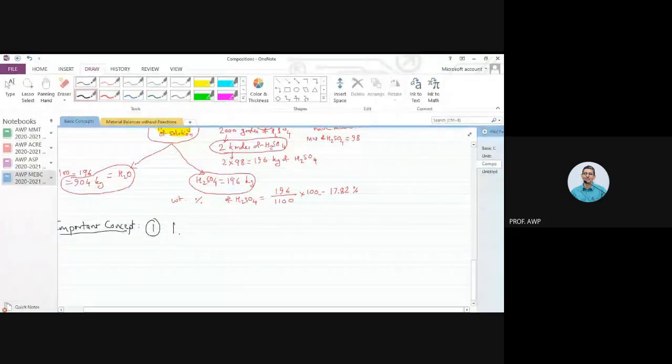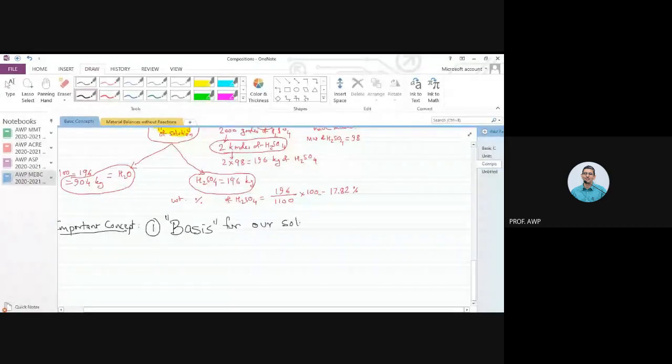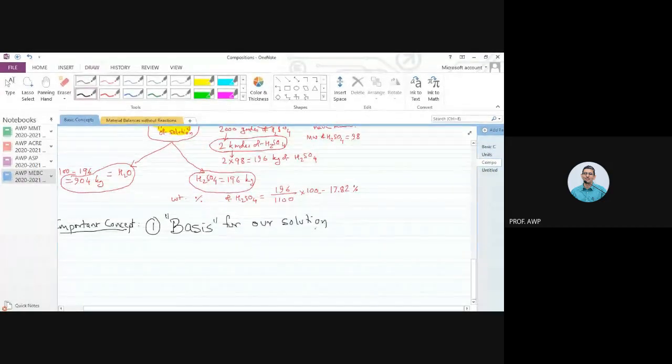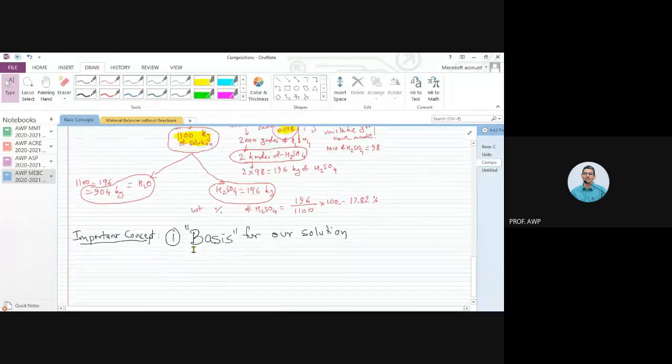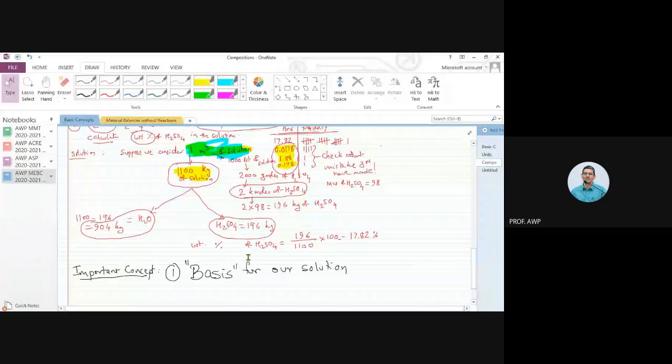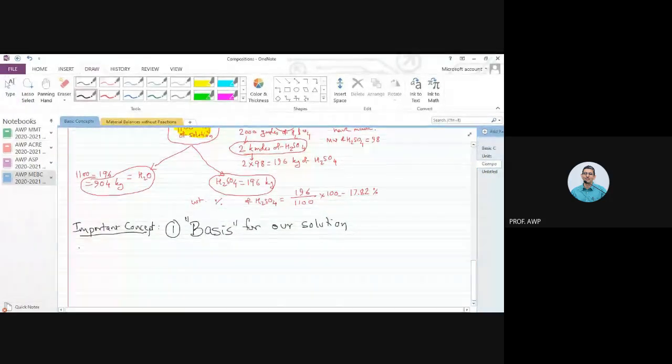We call this basis for our solution. And irrespective of the basis that you take, your answers will not change. Right? So that's the important concept. So let's do this problem. Let's do the second problem with another basis.